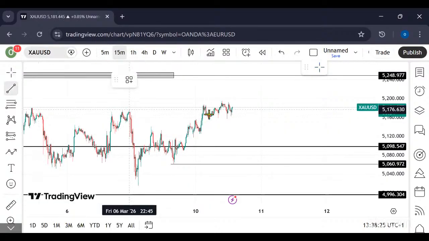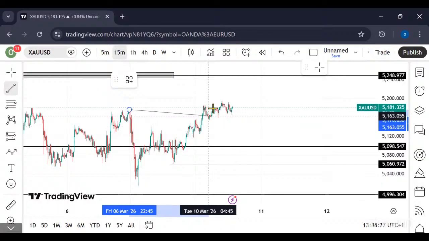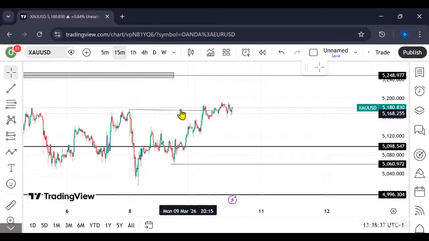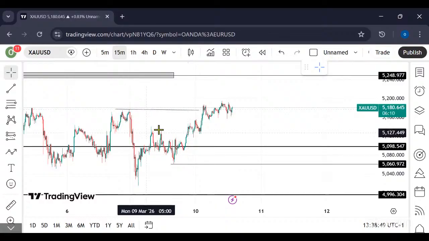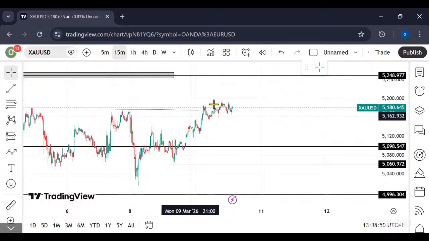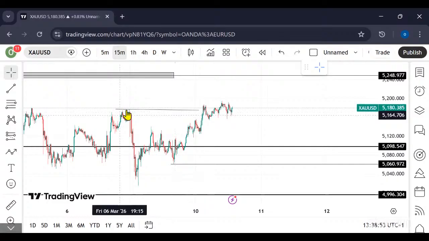Now, if you pay attention to here, you will see that the market has already taken out this particular high here. So the market has already taken out this high because this high is higher than this. Now this is signaling a potential move. This is signaling that this market is going to be going up.